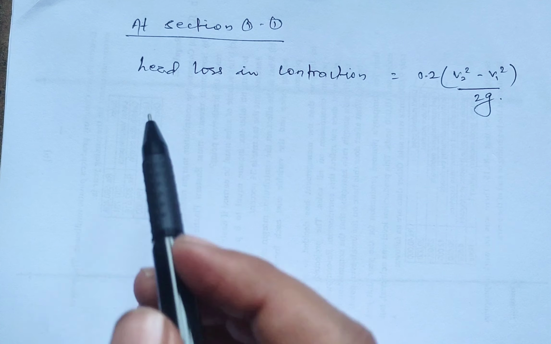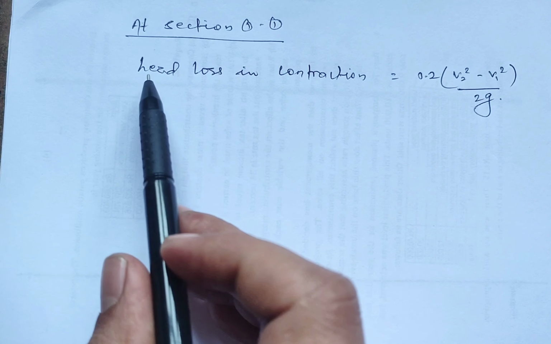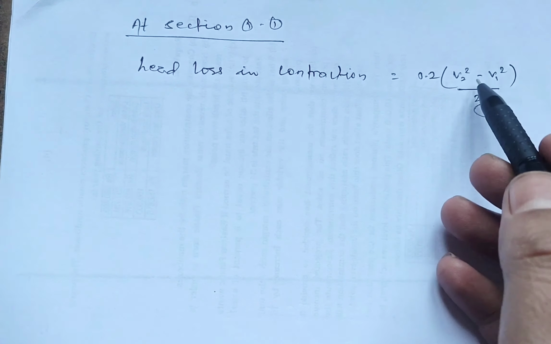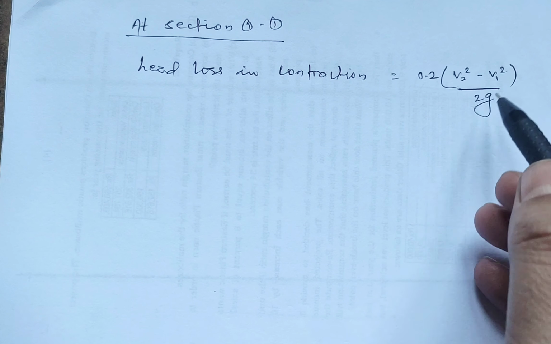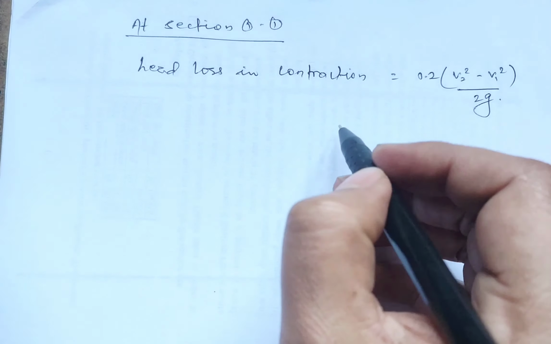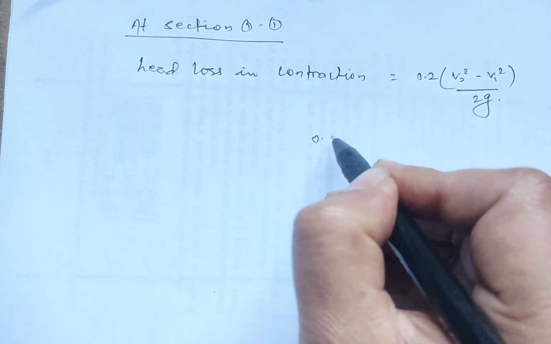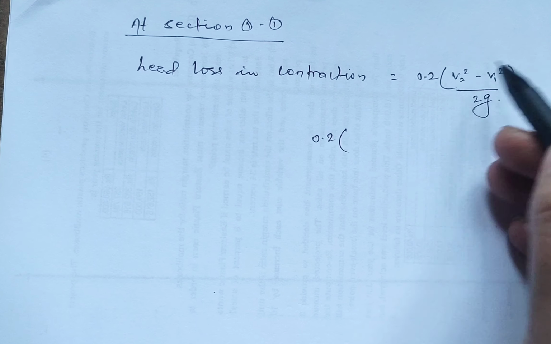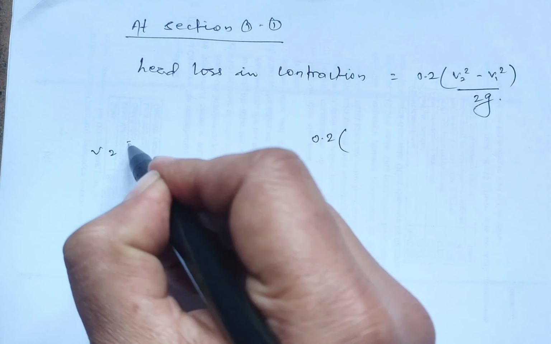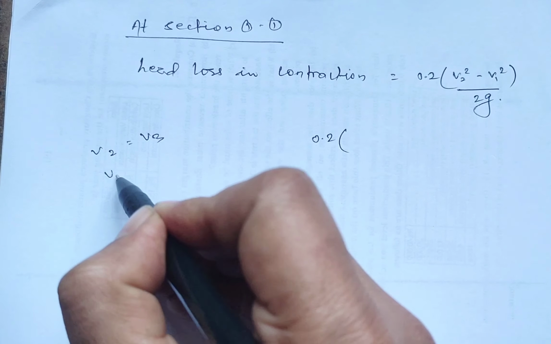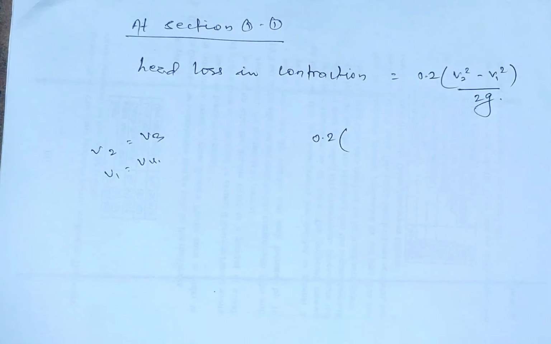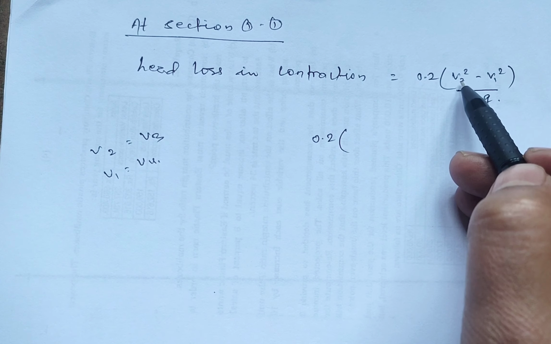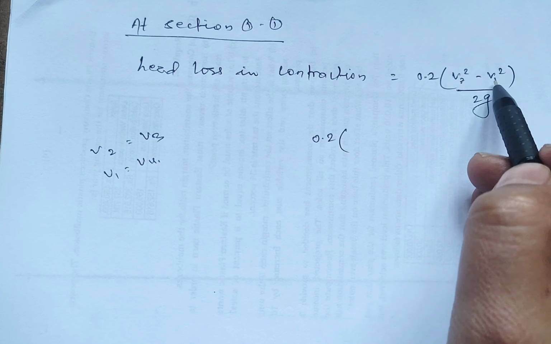At section 1.1, the contraction will occur, so the head loss in contraction equals 0.2 times (V2 squared minus V1 squared) divided by 2g. Now placing the values, as V2 equals V3 and V1 equals V4, we can place the velocity of V3 at V2 and V4 in V1.